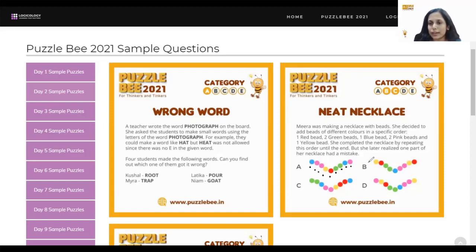Now let's try and figure out what's there in part B of the necklace. This one is starting with a yellow bead. After yellow, you have one red, two greens. Then you need one blue, two pink. So one blue, two pink, again yellow, and then after yellow you go back to red. So this is also fine. So A is correct, B is correct, all good so far.